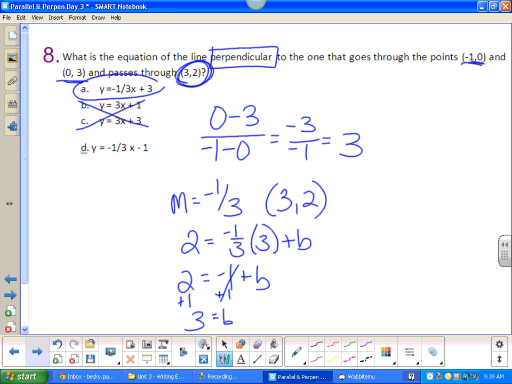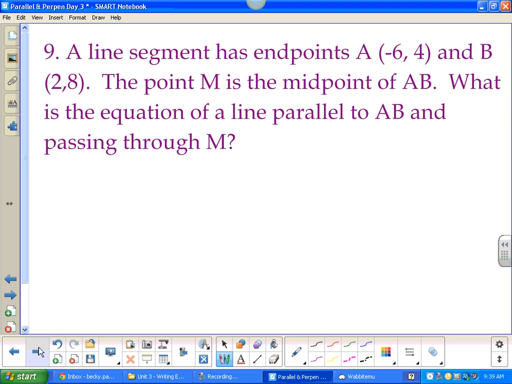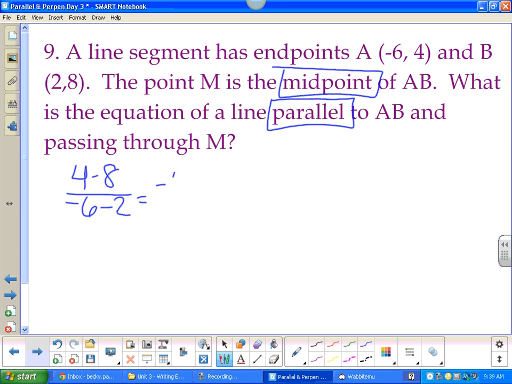So this one. A line segment has endpoints -6, 4, and 2, 8. The point M is the midpoint. That's an important word. What is the equation of a line parallel? That's important too. So first things first, you want to find parallels. So let's find the slope of AB. So 4 minus 8 over -6 minus 2.